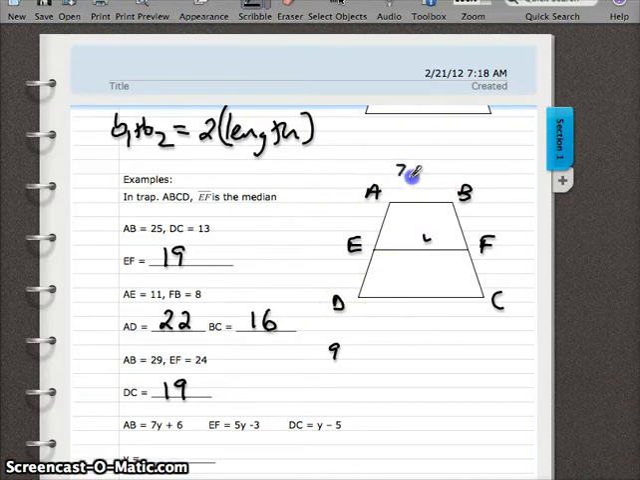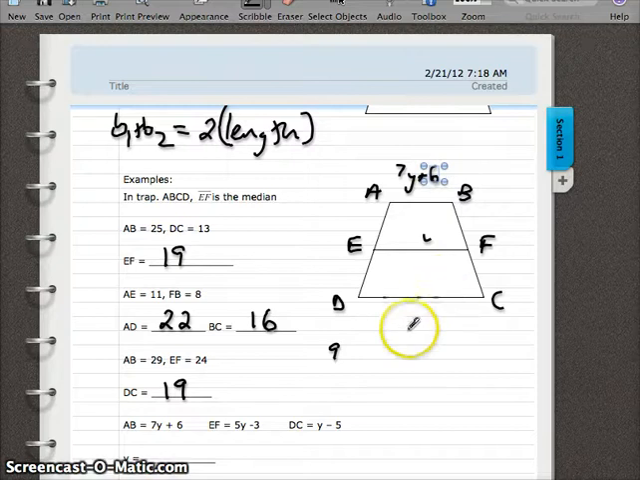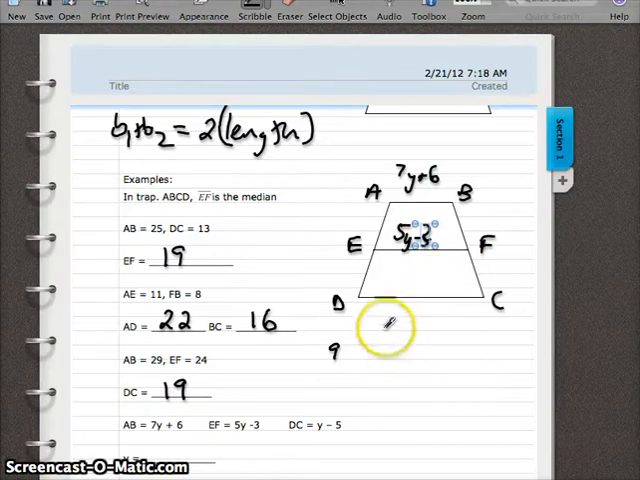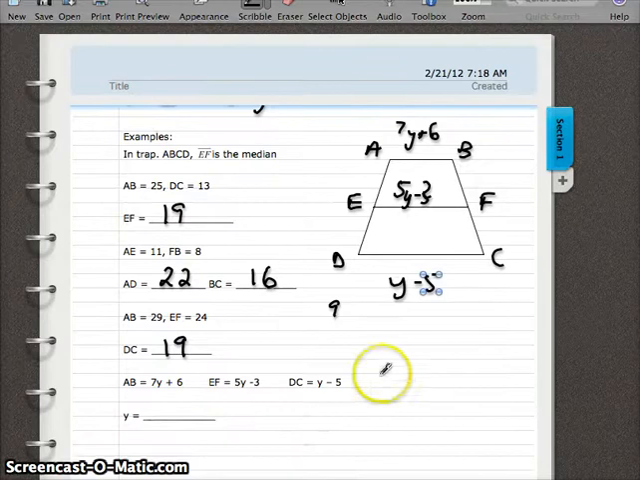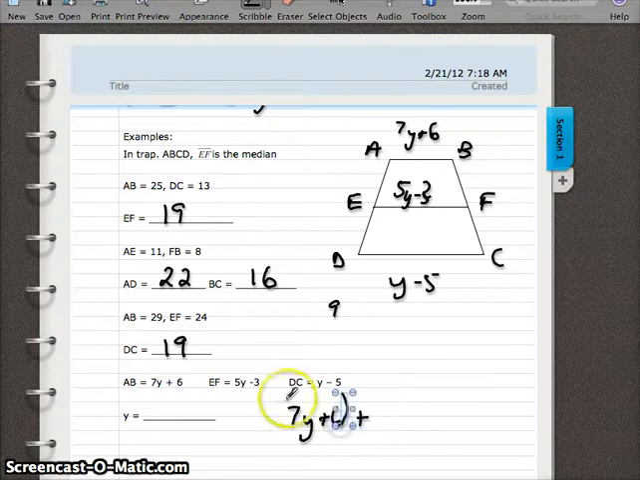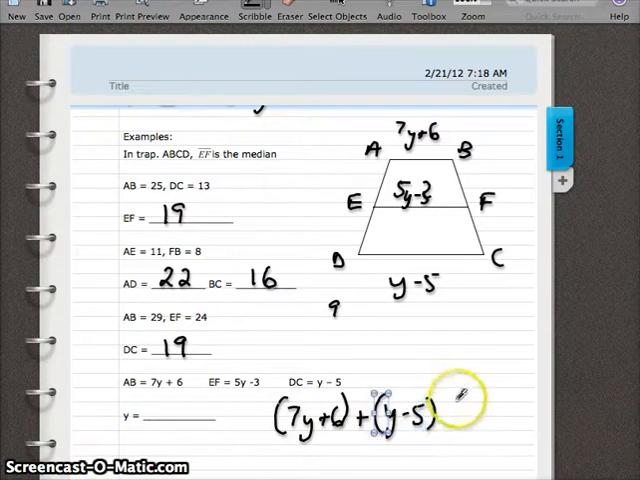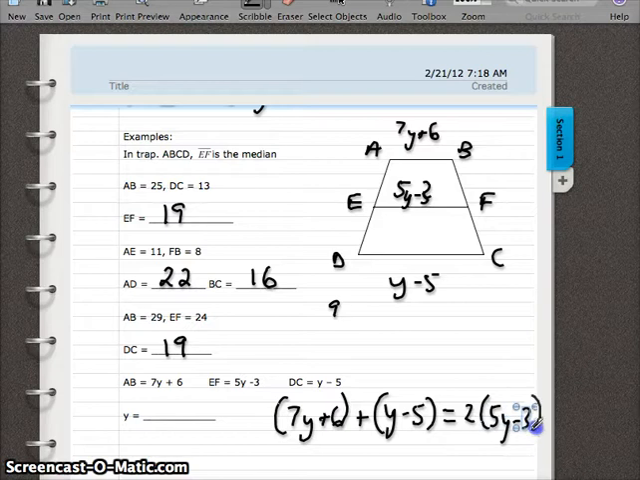This time it says AB is 7y plus 6, so a lot more algebra in this one. EF, it tells us, is 5y minus 3. And DC, it tells us, is y minus 5. So it gives us all the values. All we've got to do is substitute those values all into our equation. B1, 7y plus 6, plus B2, y minus 5. This is where we're going to use our shortcut, is equal to twice the median. So 2 times 5y minus 3.